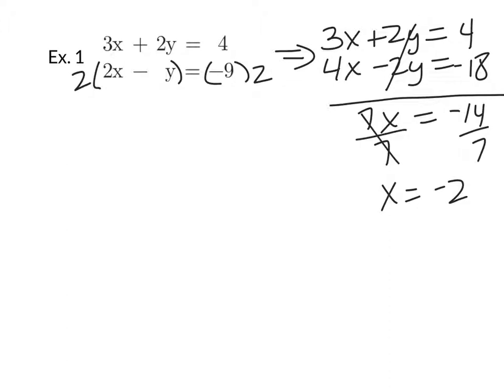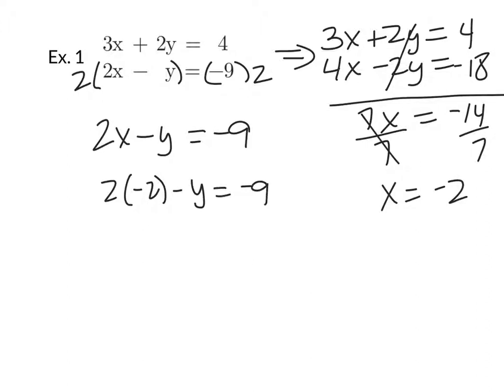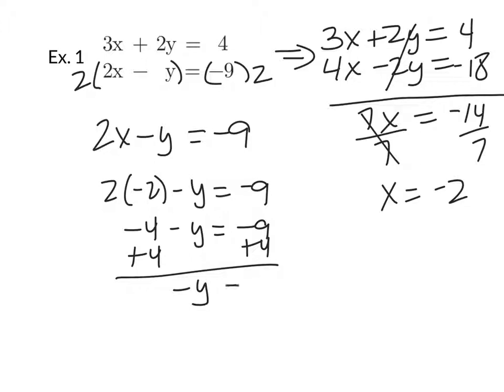So rewriting the second equation, it would be 2x minus y equals negative 9. And where I see this x, I'm going to replace it with the negative 2. So we would have 2 times negative 2 minus y equals negative 9, or negative 4 minus y equals negative 9. I'm going to add 4 to both sides and get that the opposite of y is equal to negative 5. Be careful and don't lose this negative sign in front of the y. If the opposite of y is negative 5, well then y must be positive 5.